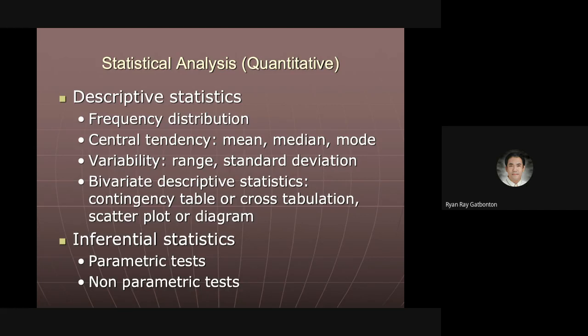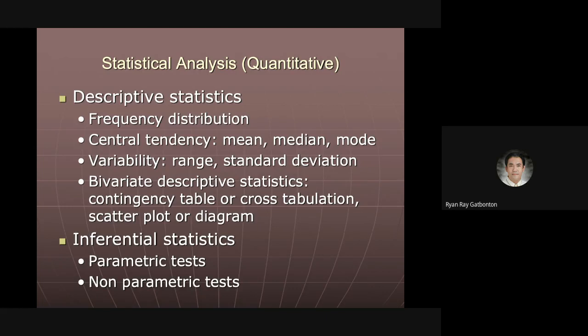Okay? Other descriptive statistics include bivariate descriptive statistics, contingency tables, cross tabulations, scatter plots, or diagrams. Okay? Inferential statistics, on the other hand, is used to support your decision making when it comes to your hypothesis. So inferential statistics are statistical tools to help you decide whether or not you will pursue your research hypothesis. There are two forms of inferential statistics.